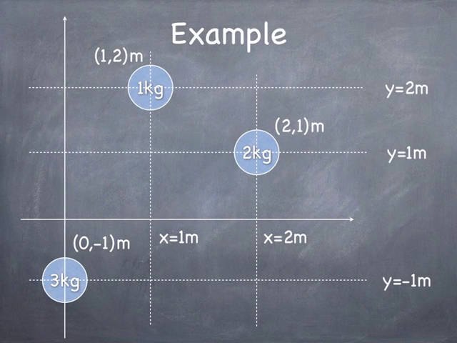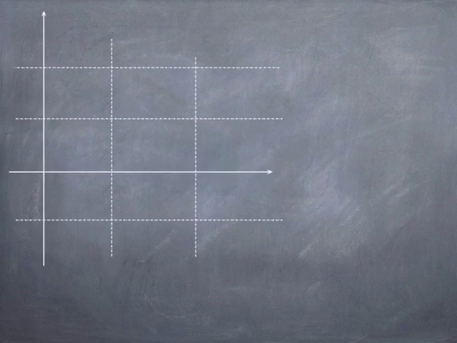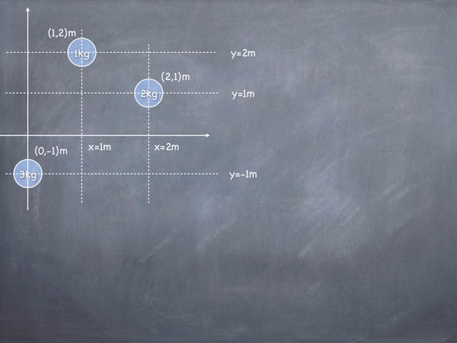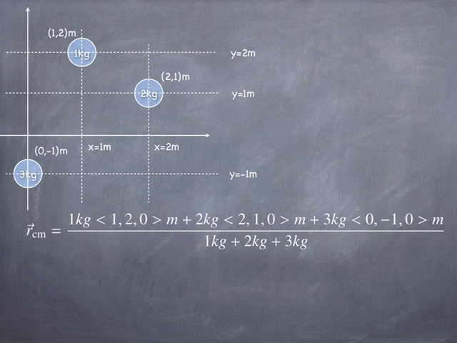Now let's do an example. Let's suppose we have a 3 kilogram mass at the location 0, -1 meters, a 1 kilogram mass at 1, 2, and a 2 kilogram mass at 2, 1. And I want to compute the position of the center of mass. So what I do is simply use the formula: 1 kilogram times the position of the 1 kilogram mass plus 2 kilograms times the position of the 2 kilogram mass, plus 3 kilograms times the position of the 3 kilogram mass, divided by the total mass.